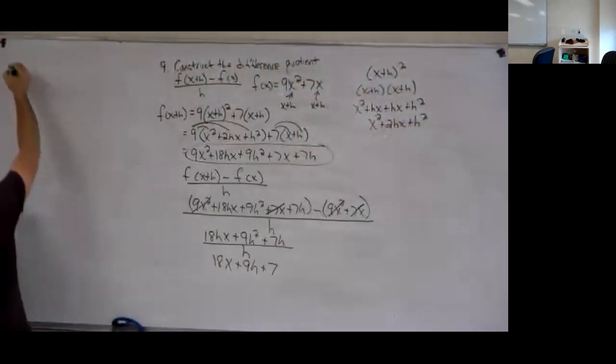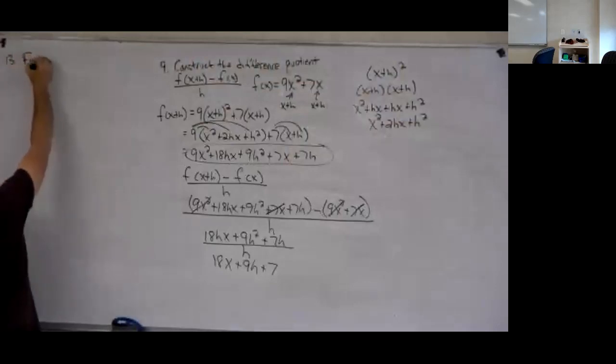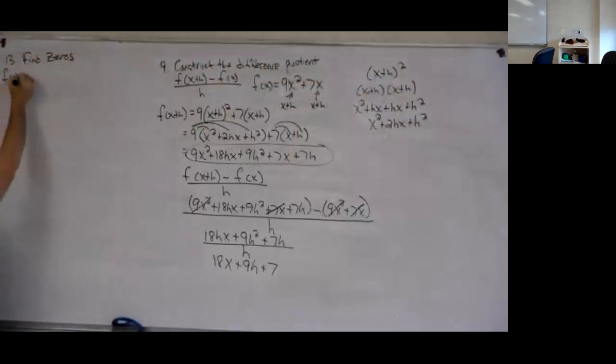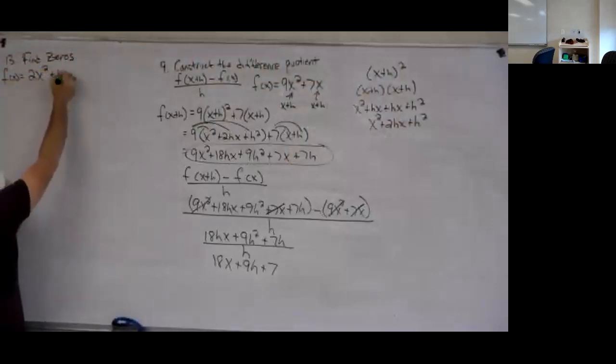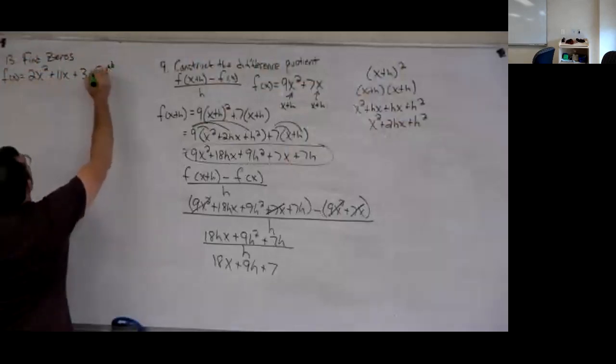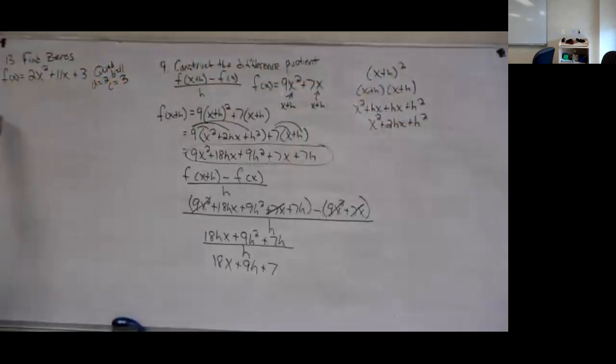Let's see, I'm skipping to 13. Find the zeros. We're given f of x equals 2x squared plus 11x plus 3. So I'll tell you on this one, it's not going to factor, so you're going to have to use a quad formula or work it by hand using a quad. If you do the quad, A is what? 2, B is 11, C would be 3.